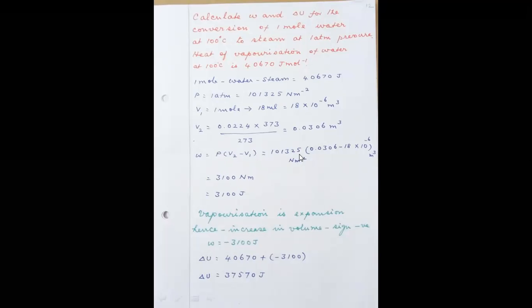And then V2 is the final volume, which is 0.0306 meter cube, minus V1, which is the molar volume, 18 into 10 power minus 6 meter cube. Actually, 18 into 10 power minus 6 means 0.000018. So you have to neglect this particular volume because the molar volume, compared to the expanded volume of the steam, is negligible. So this volume is neglected, and what you are ultimately getting is 3100 Newton meter. Here it is Newton per meter square, here it is meter cube. So Newton per meter square into meter cube will give you Newton meter. Newton meter is nothing but joule. So totally the work done is 3100 joule.